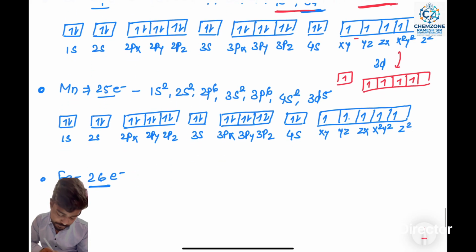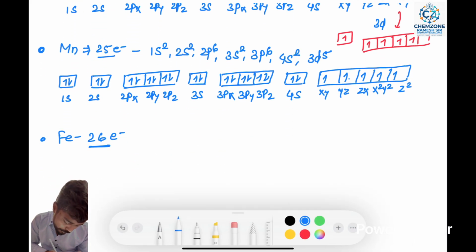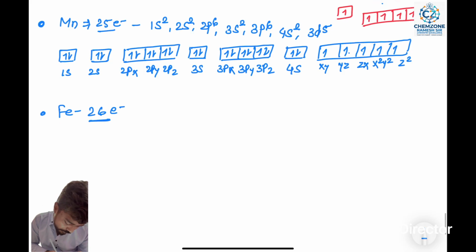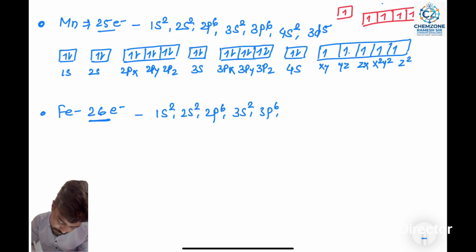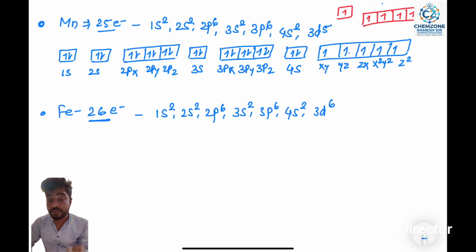Okay, so next one, iron. Okay, iron, atomic number is 26. So 1s2 2s2 2p6 and 3s2 3p6 and 4s2 and 3d6. Okay, the outermost orbital has 6 electrons present. Okay, 6 electrons are present. So that is not an exceptional case like chromium. So I am mentioning the structures.